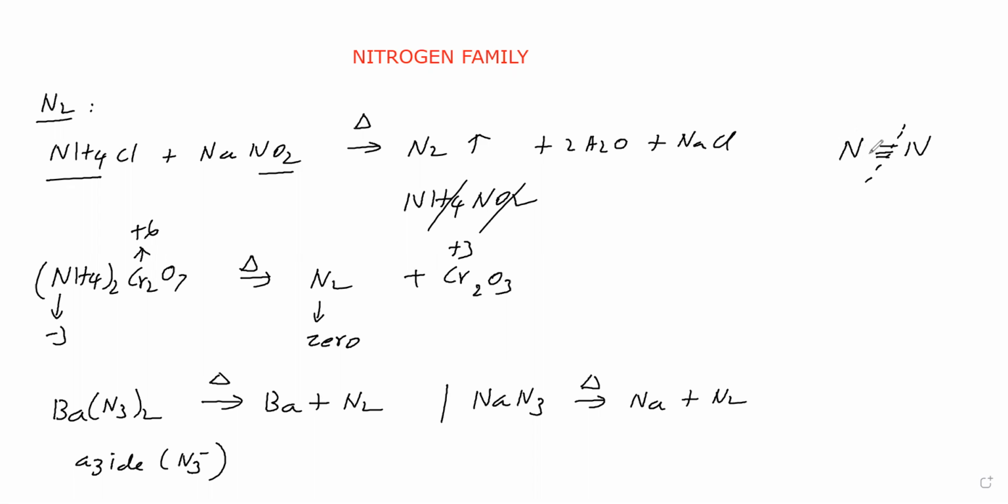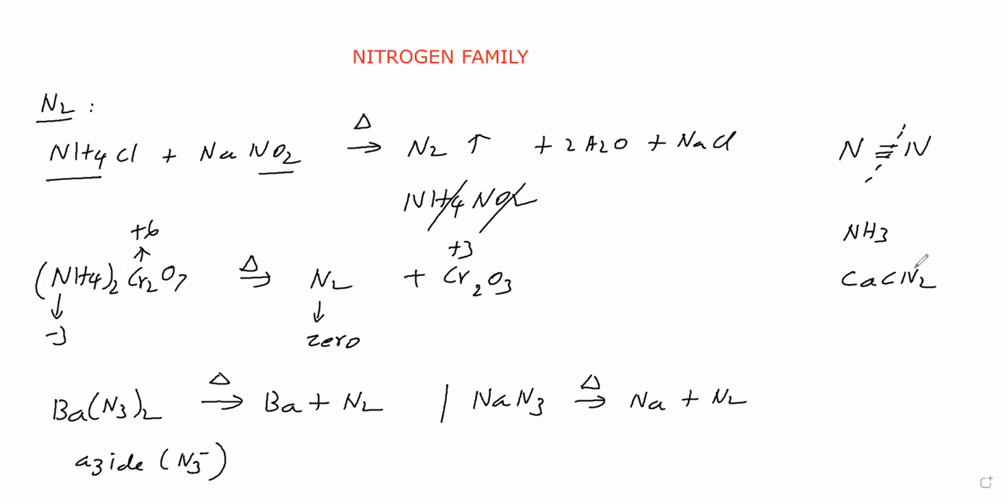So, what are the uses of nitrogen? We'll see. Nitrogen can be used for manufacturing ammonia in the Haber's process. It is used for preparing calcium cyanamide, whose formula is CaCN2. Then it provides an inert atmosphere for many chemical reactions. For taking an inert atmosphere, we will use nitrogen gas. Then liquid nitrogen is used as a refrigerant.